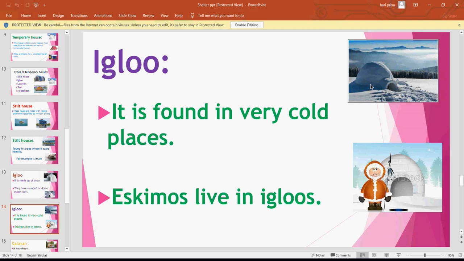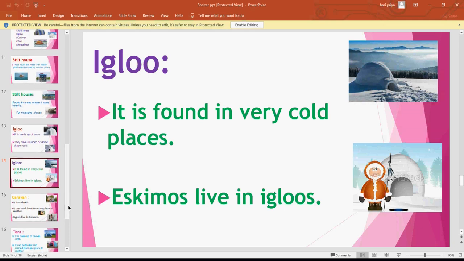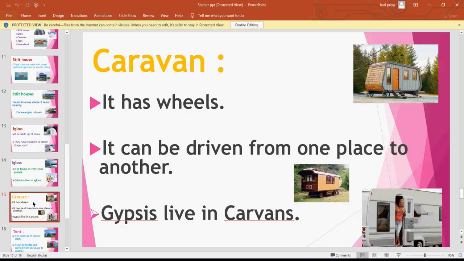And the third type we are going to see is caravan. I know you are also very familiar with the caravan. Caravans have wheels. It can be driven from one place to another. So caravan also is a temporary house. They will construct this caravan very temporarily, and if the necessity is over, they will move this caravan from one place to another. That's why they are having wheels. If they want to construct a caravan in a particular place, they will construct it, and if they want to move, with the help of the wheels they will move the caravan from one place to another. So that's why they are constructed with wheels.